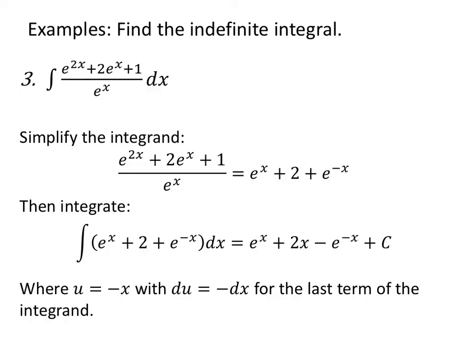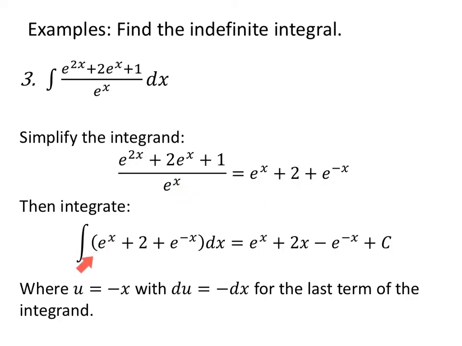For the integral of e to the 2x plus 2e to the x plus 1, all over e to the x, the first thing I'm going to do is simplify the integrand. So e to the 2x over e to the x is e to the x. 2e to the x over e to the x is 2. And 1 over e to the x is e to the negative x.